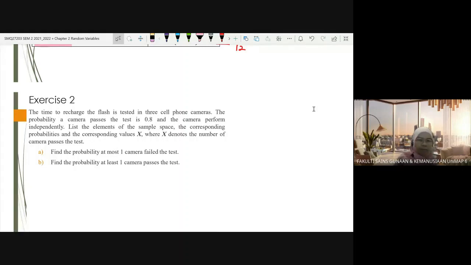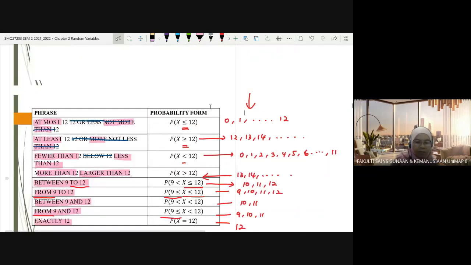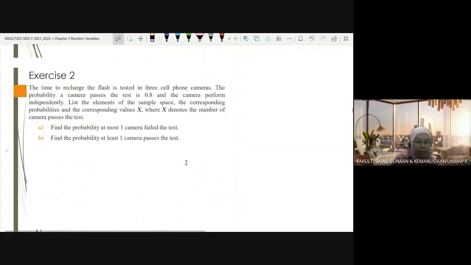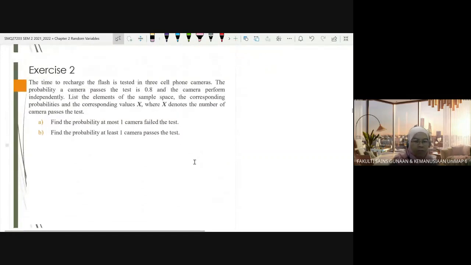Okay, exercise number 2. Now we are trying to infuse one by one the things that we need to include in our calculation. We talked about phrases just now, so how these phrases can affect the equations that you need to find, especially the probability of this particular discrete random variable.